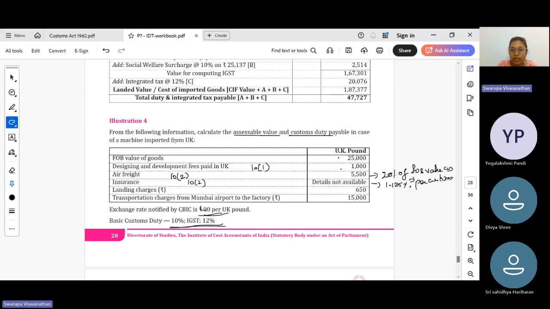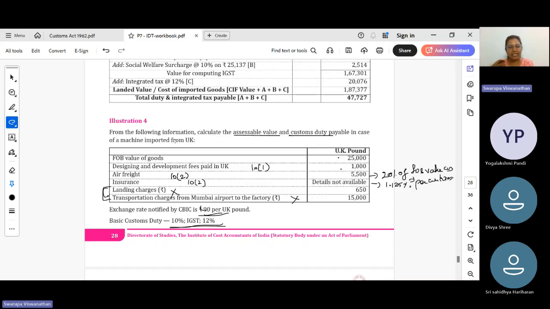Now, here I have not added two things, right? I did not add these two things: landing charges and transport charges from Bombay airport to factory. From Bombay airport to factory is a charge or an expense that is incurred after the goods enter the territorial waters. Customs duty is calculated at the time of clearance for home consumption. So this expense is incurred after import, so it will not be included in my assessable value computation.